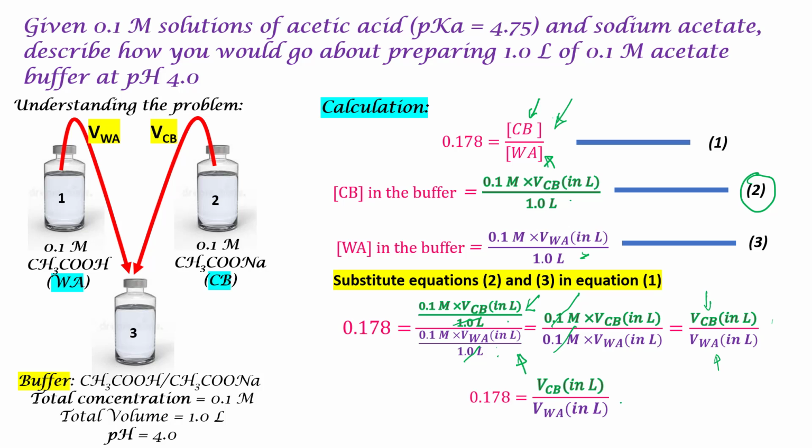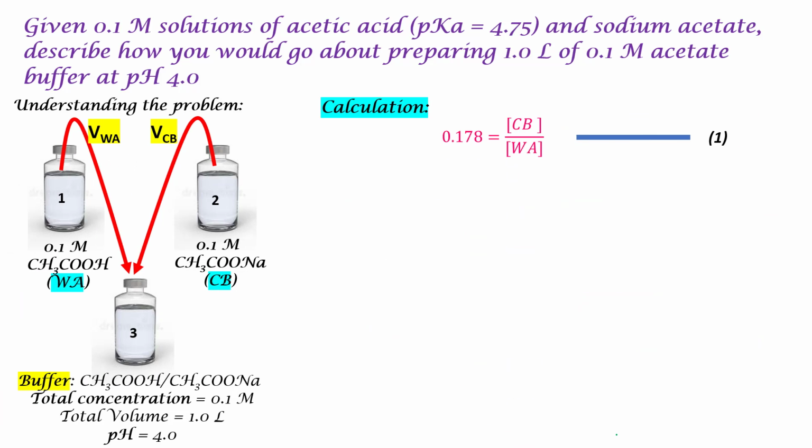Okay, so we have this equation, which expresses everything in terms of volume of conjugate base and volume of weak acid. And if you remember, these volumes are the things that we're actually trying to figure out from this sort of analysis. We want to know what's the numerical value for VCB, what is the numerical value for the weak acid volume. We're trying to figure that out in the due course of this calculation.